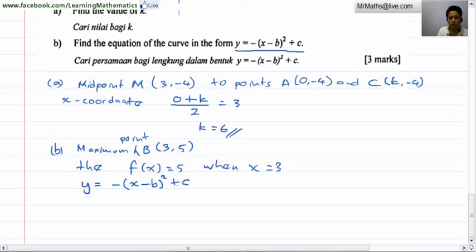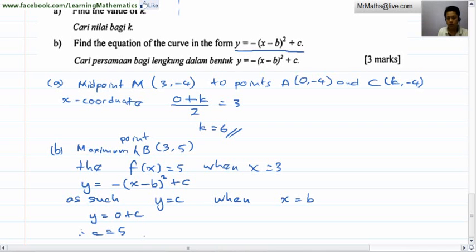Okay. As such, not y, yeah, just y. Then y is equal to c when x is equal to b. Then when x is equal to b, y is equal to 0 plus c. Okay, and as such, c is equal to 5. That's the maximum point, right?